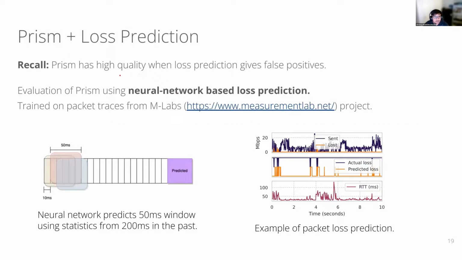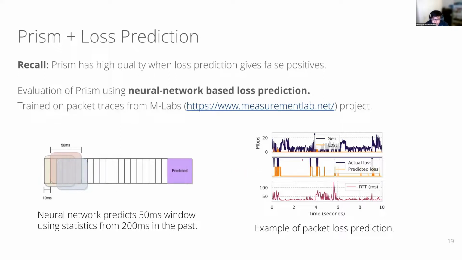Now recall that Prism works well with loss prediction mechanisms where there's a high rate of false positives. So in order to evaluate this, we implemented a neural network-based loss prediction mechanism. This was trained on packet traces from the MLabs project. So at a high level, what it does is it looks at network statistics from the last 200 milliseconds in order to predict if there will be a loss in the next 50 milliseconds.